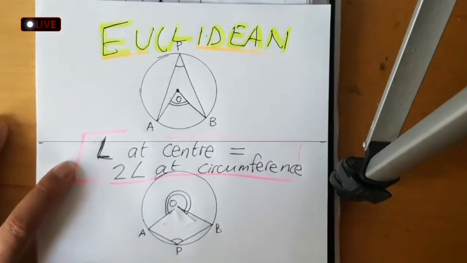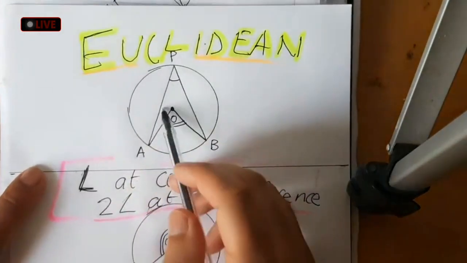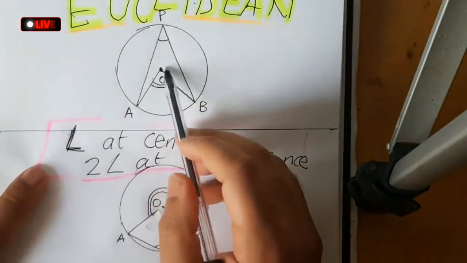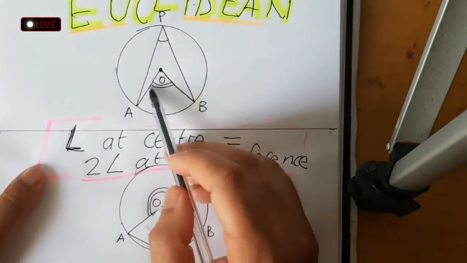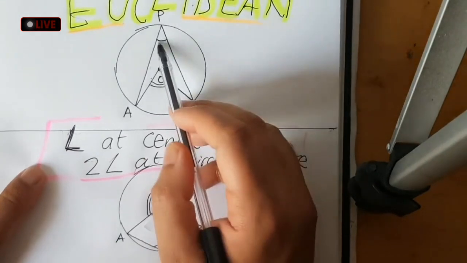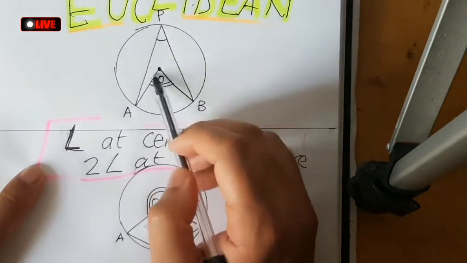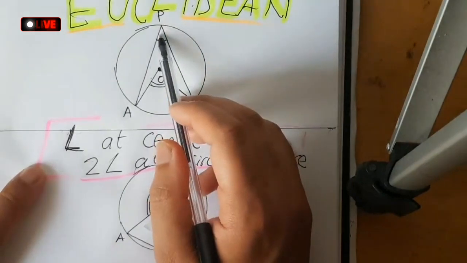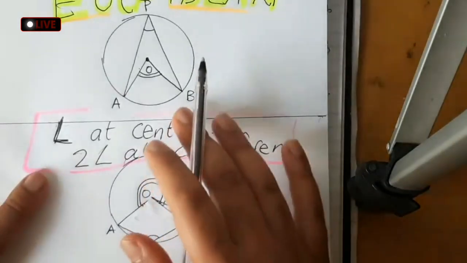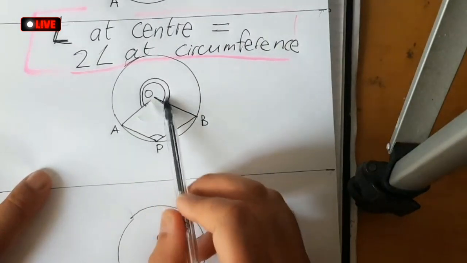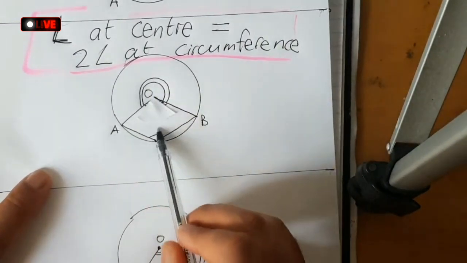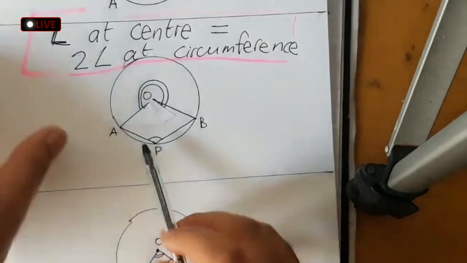Let me zoom in a little bit more. This is just an indication that the angle at the center, that's why there's two lines there, is twice this one at the circumference. Okay, so that's just an example. Here's another example. As you can see here, the angle at the center, so this angle here, is twice that one there at the circumference.